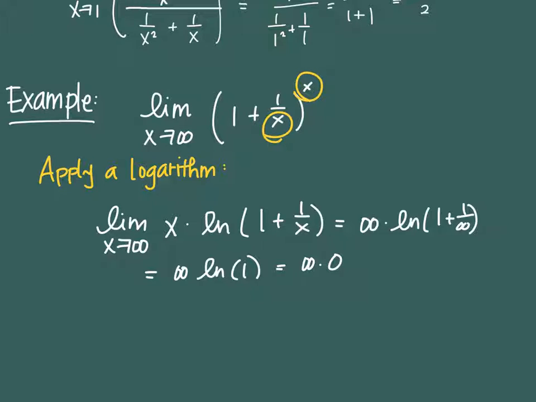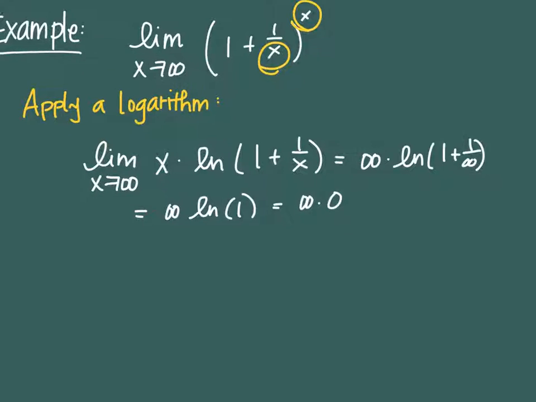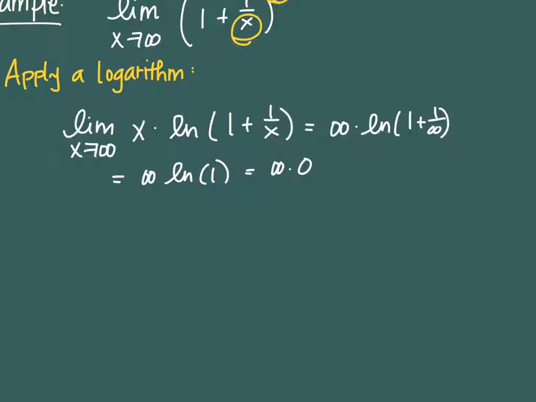If you had just tried to plug infinity in the first time, you would have gotten 1 to the infinity, which is not an indeterminate form. So this is your indeterminate form. So now we can apply L'Hopital. But remember, what form does the equation have to be in? I have to have a numerator and I have to have a denominator. So I've got to think of a way to rewrite this.